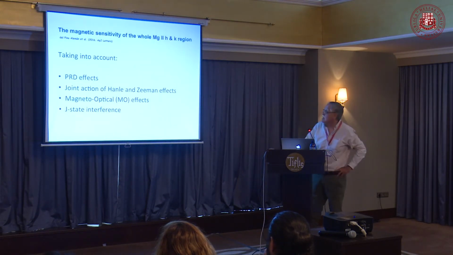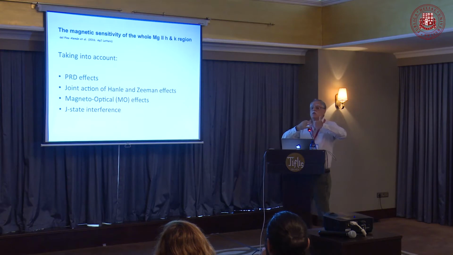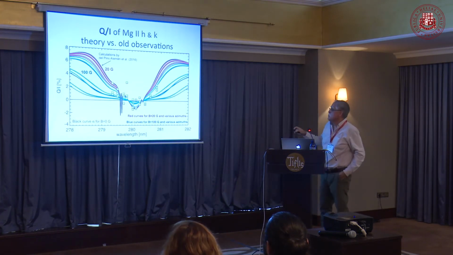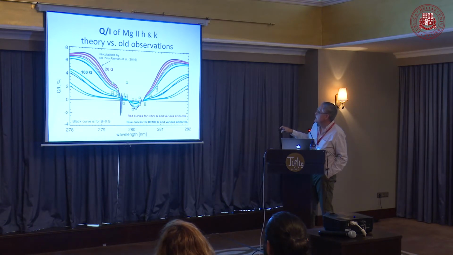Now, if we take into account the quantum mechanical interference between the two upper levels of H and K, then we can go far out in the wings of magnesium H and K, the whole magnesium H and K together, to see what happens. And here is what you can see in this numerical simulation by Alsina Ballester and collaborators. The black line is for 0 Gauss. Here is the K line. The H line here, the negative in between as I showed you before.